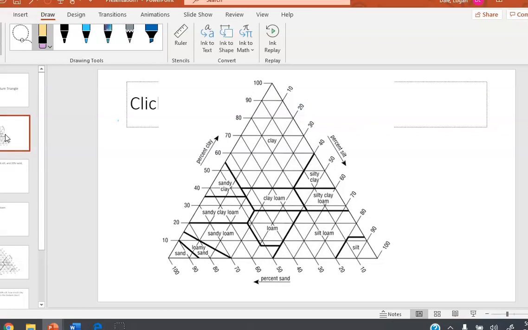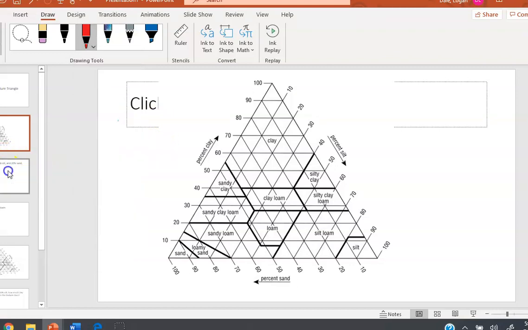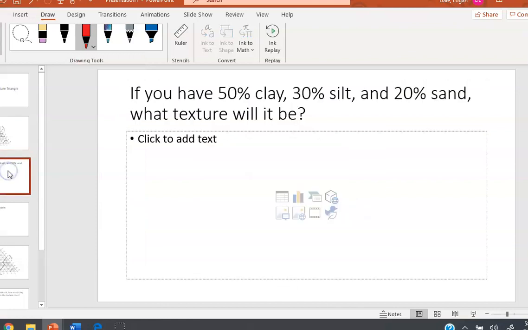So we see a lot of words, clay, sandy clay. These are all the specific soil textures that are possible. Each plant has its own preference, so there's no such thing as a perfect soil texture. We need to know that before we begin. Okay, we're going to go to our number one thing. Here's our number one scenario: if you have 50% clay, 30% silt, and 20% sand, what texture will it be?